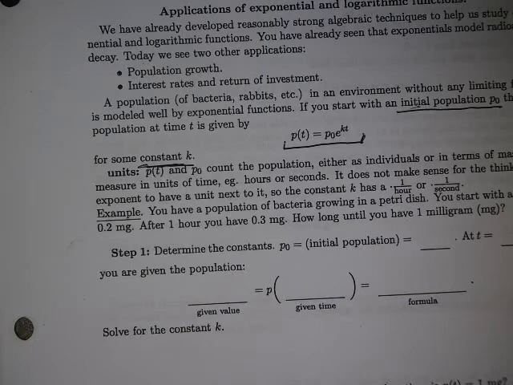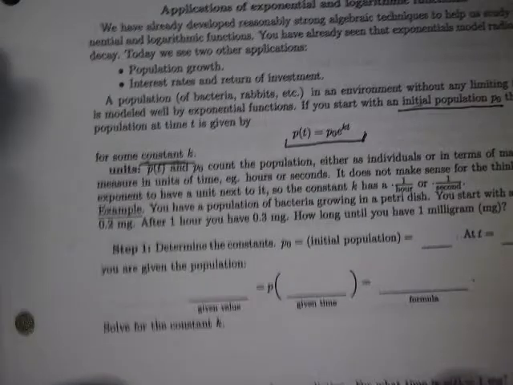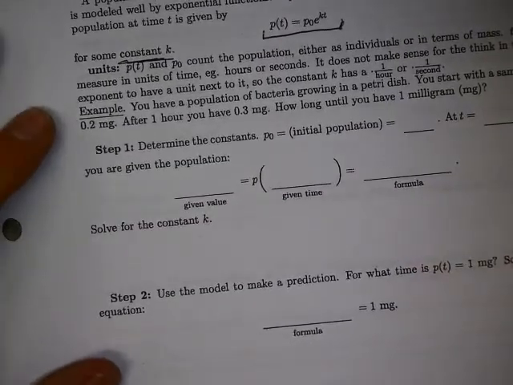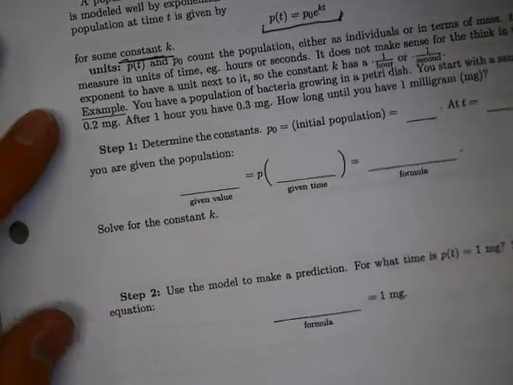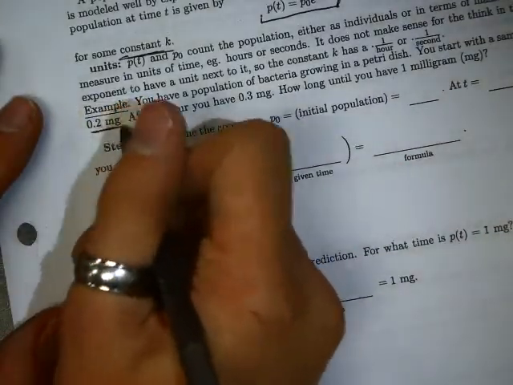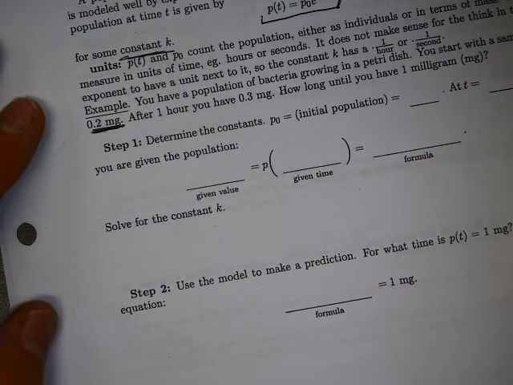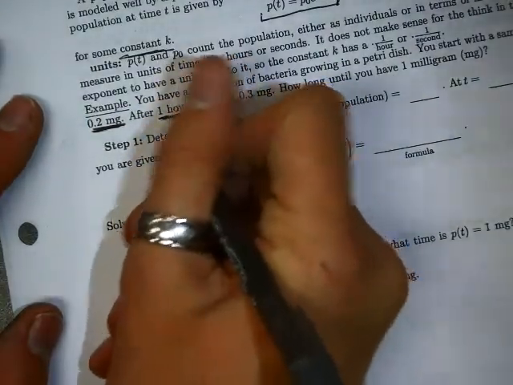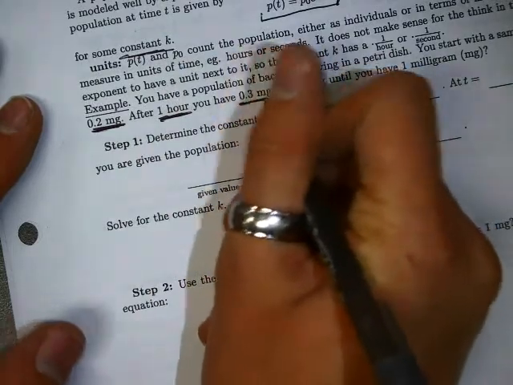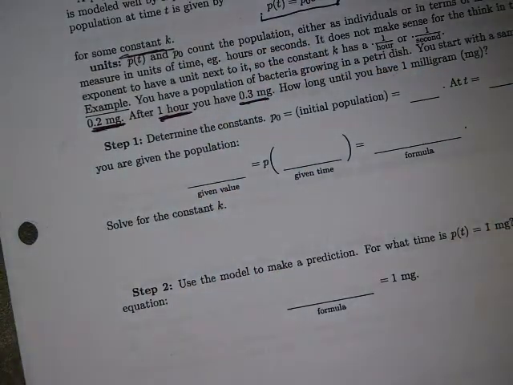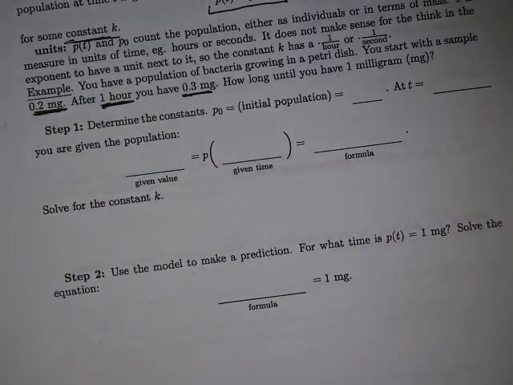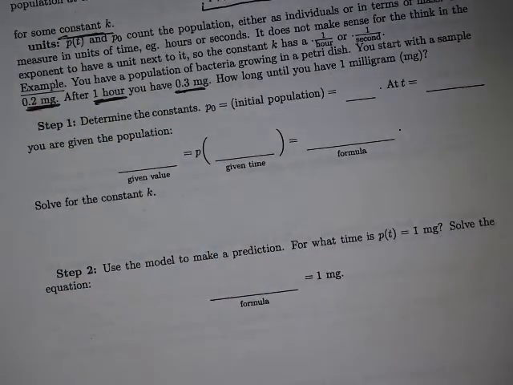Let's just go through one example. So let's suppose I give you a population of bacteria growing in a petri dish. Let's suppose it's growing exponentially. And let's suppose it starts with an initial quantity of 0.2 milligrams. After 1 hour, the population has grown to 3 milligrams. Let's determine how long it takes for this sample of bacteria to grow to 1 milligram. I think I left the 0.2s out of those.